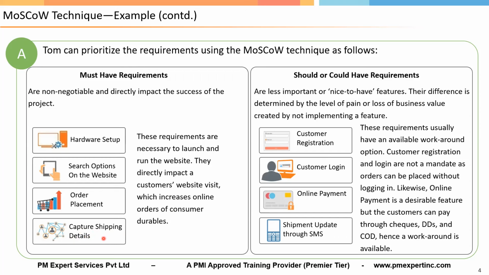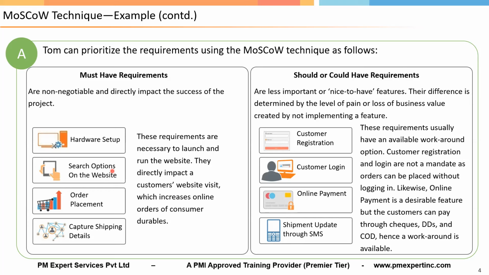Okay. Similarly, the search option on a website depends on the number of products you are selling, right? If there are a lot of products, let's say 100 products sold through an e-commerce website, then there must be a search option, right? So this option we can put in should have or could have.